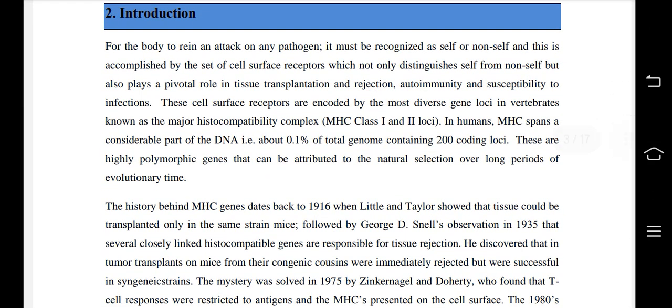Introduction. For the body to arraign an attack on any pathogen, it must be recognized as self or non-self, and it is accomplished by a set of cell surface receptors which not only distinguishes self from non-self but also plays a pivotal role in tissue transplantation and rejection, autoimmunity and susceptibility to infections. These cell surface receptors are encoded by the most diverse gene loci in vertebrates, known as major histocompatibility complex.